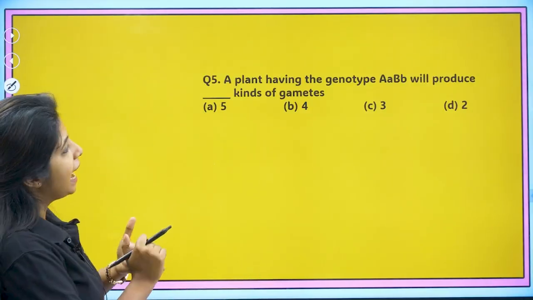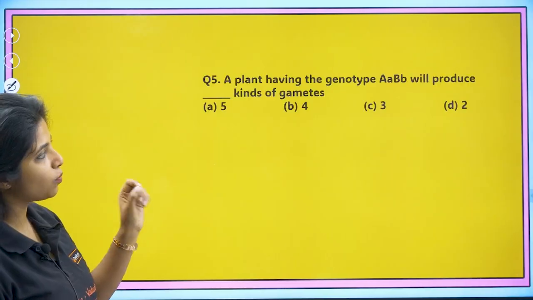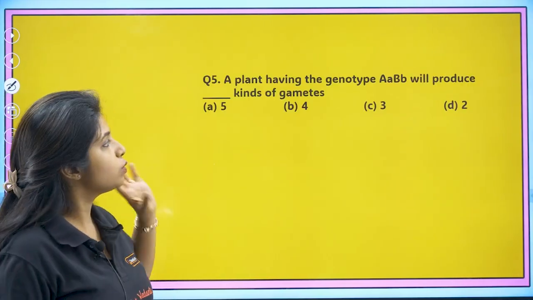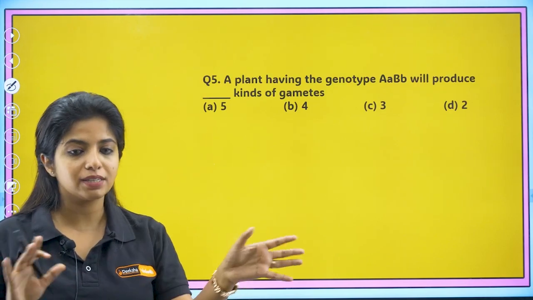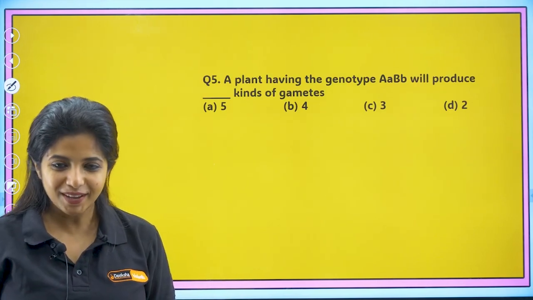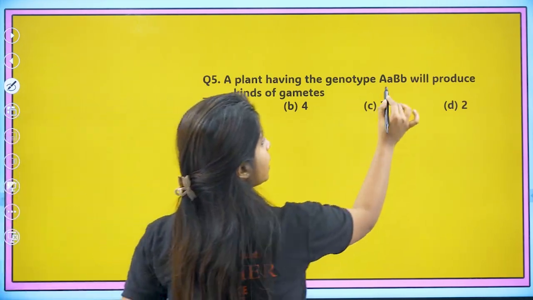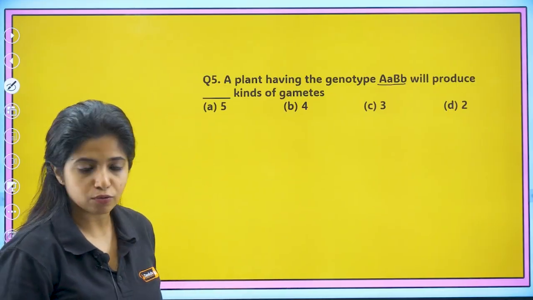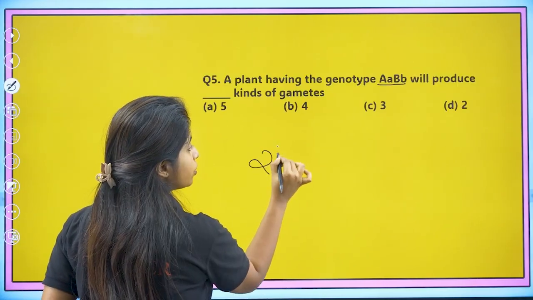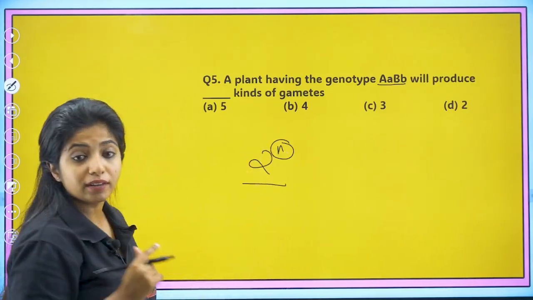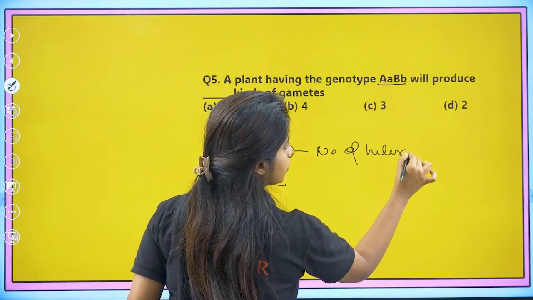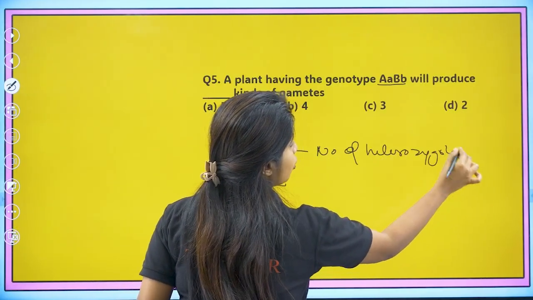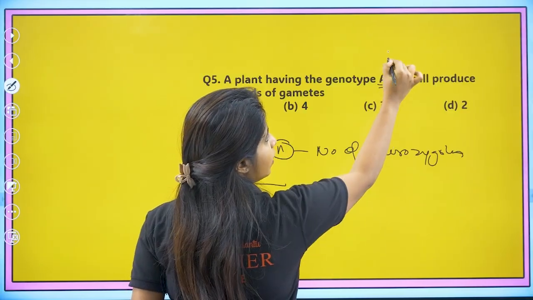Now, a plant having the genotype capital A small a, capital B small b will produce dash kind of gametes. Now, this is not directly from your NCERT, but this type of question does come. How do you find how many gametes are produced? You have to use a formula, 2 raised to the power n, where n is the number of heterozygotes.